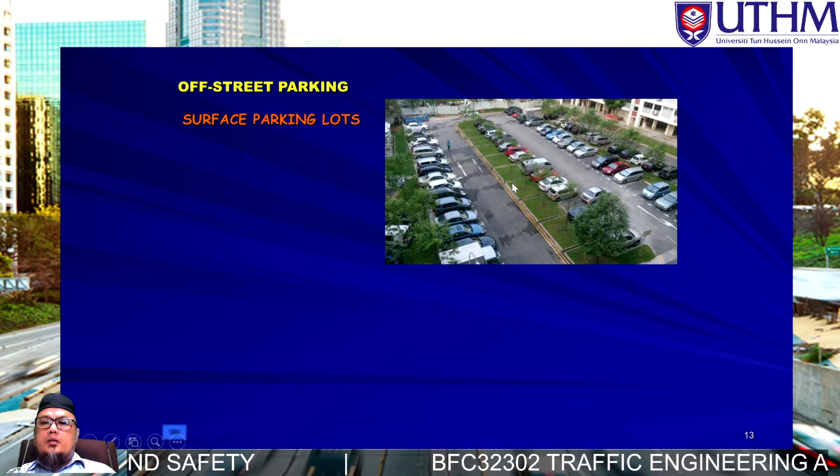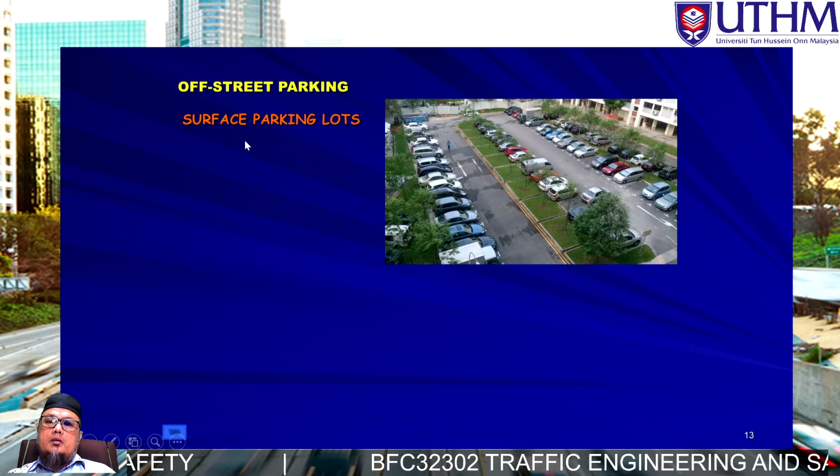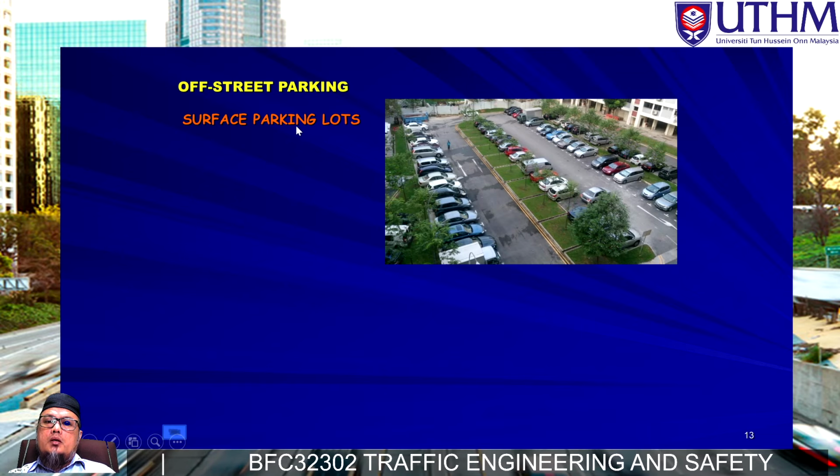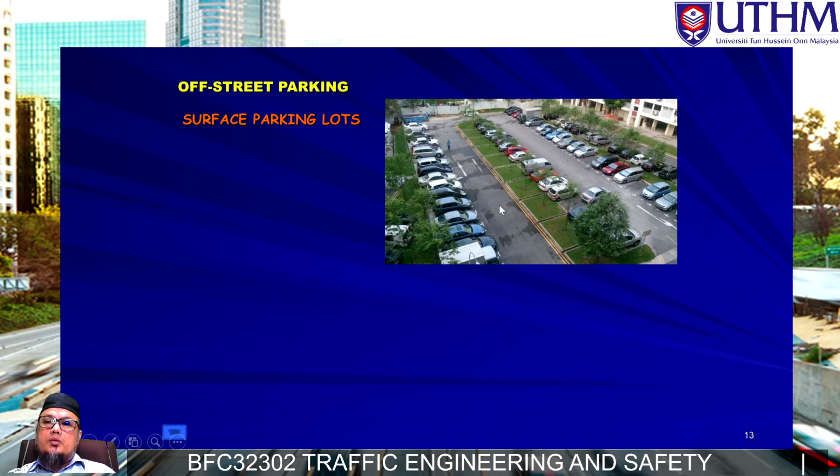Okay, this one is off-street parking. The first one is open space parking. Parking lot outside the building.